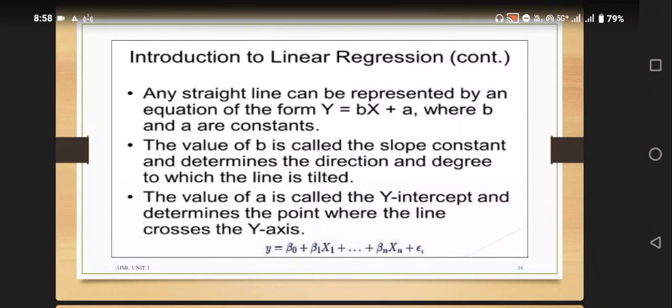Linear regression, the straight line, can be represented by an equation of the form y is equal to bx plus a. In this, b and a are constants. The value of a is called the y-intercept and it determines the point where the line crosses the y-axis. Suppose there are more variables, then the equation is represented by y is equal to b0 plus b1x1 plus up to bnxn. The nonlinear regression is represented in this diagram.